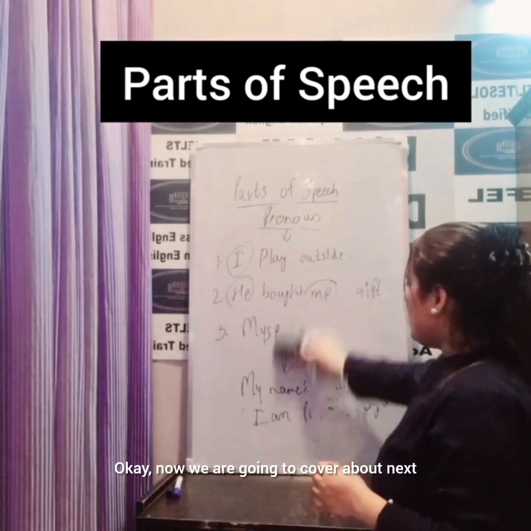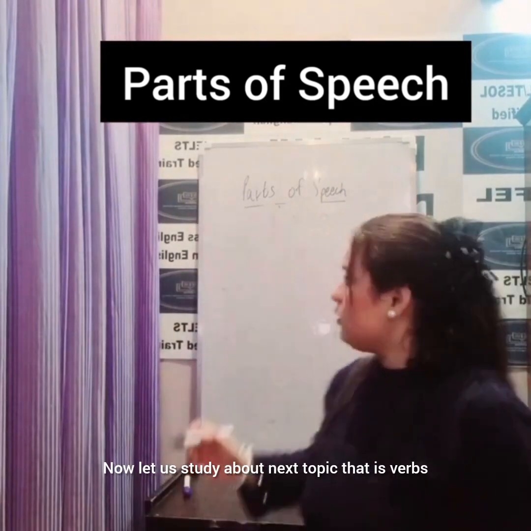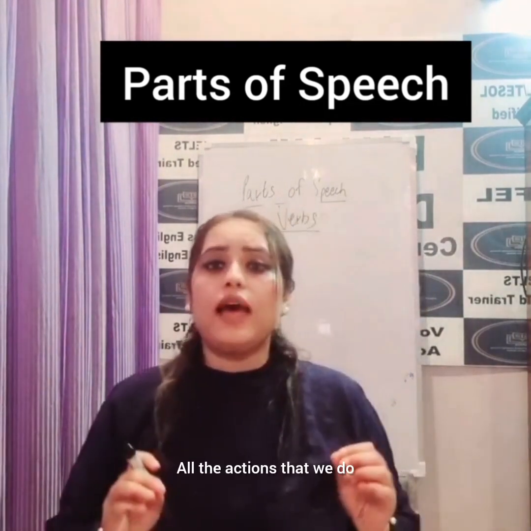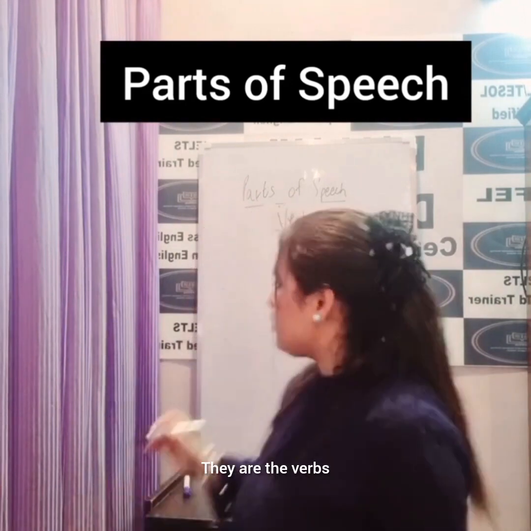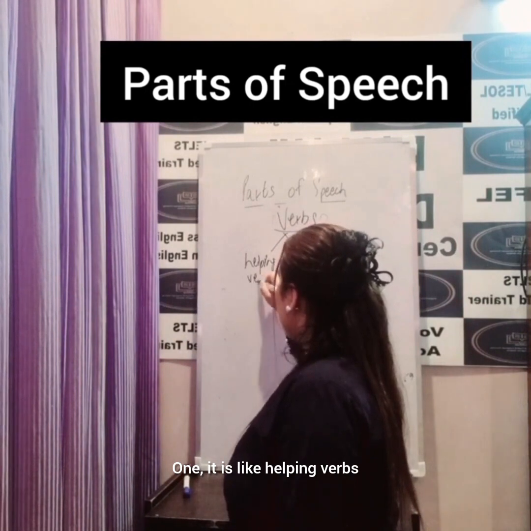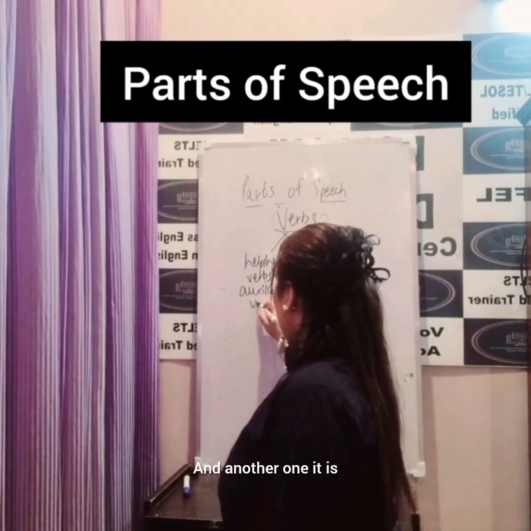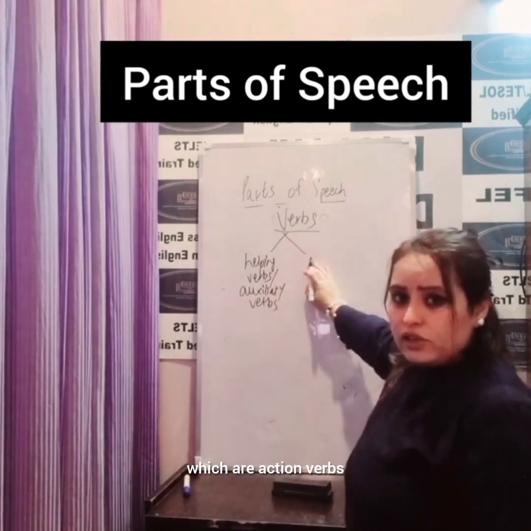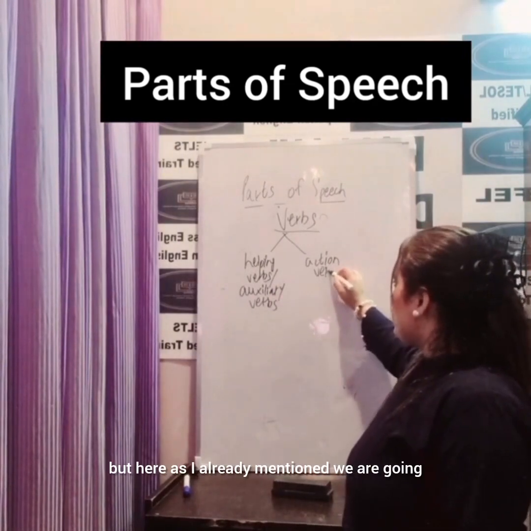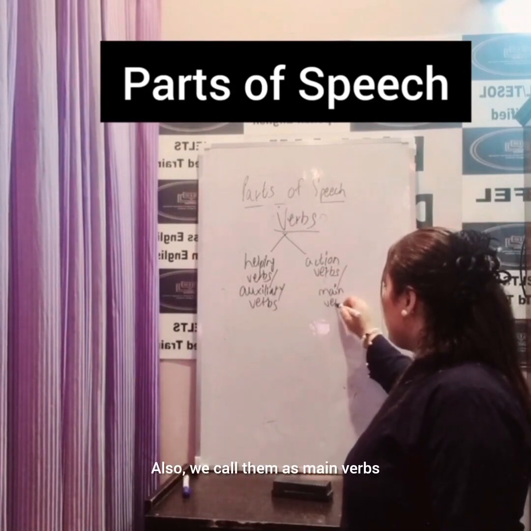Okay, now we are going to cover the next topic, that is verbs. Now let us study the next topic, verbs. So verbs are what? All the actions that we do. The verbs are of two types. One is helping verbs, also called auxiliary verbs. And another one is action verbs, also called main verbs. There are more details on verbs, but here, as I already mentioned, we are going to cover the basic stuff.